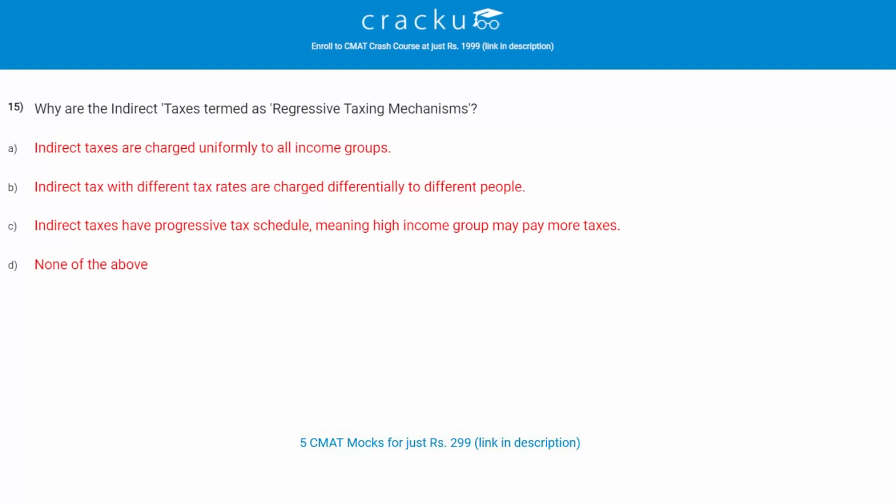Let's check the another question. Why are the indirect taxes termed as regressive taxing mechanism? The correct answer is A. Indirect taxes are charged uniformly to all income groups.